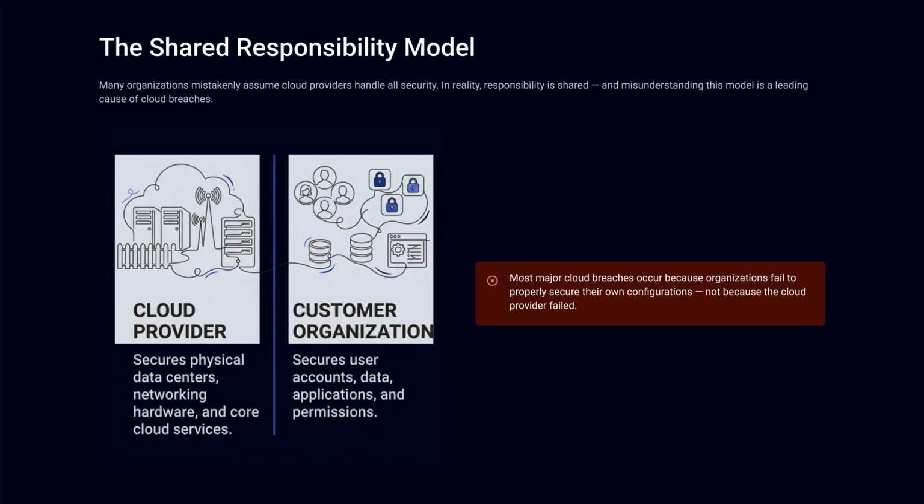The shared responsibility model clarifies that security is shared, and misunderstanding this is a leading cause of cloud breaches. The cloud provider secures the physical data centers and core services. The customer organization secures user accounts, data, applications, and permissions. Most breaches stem from the organization's failure to secure its configurations.